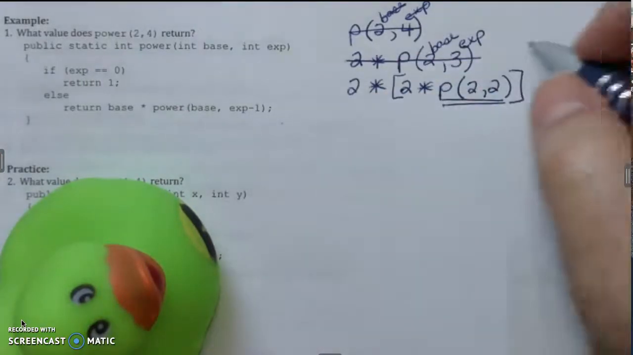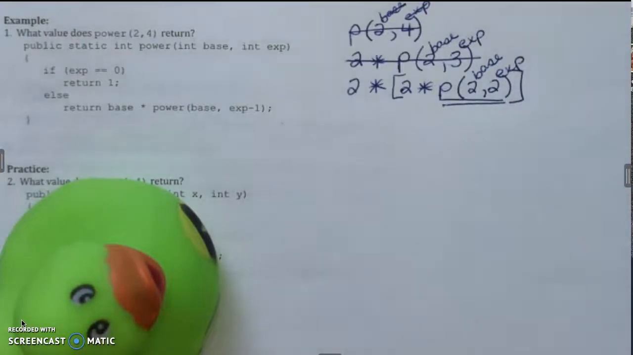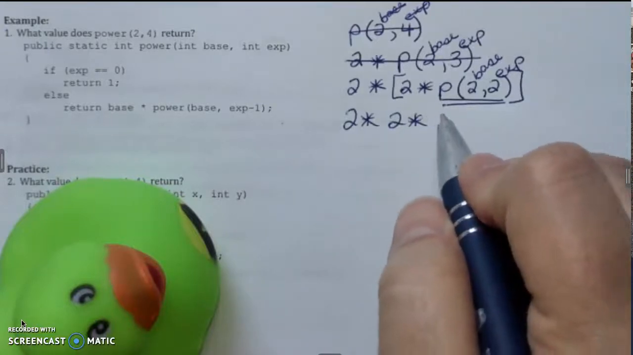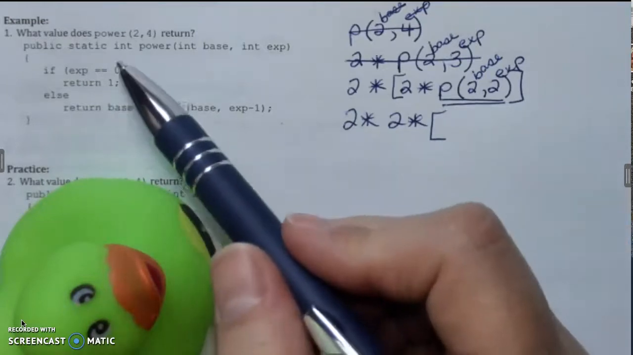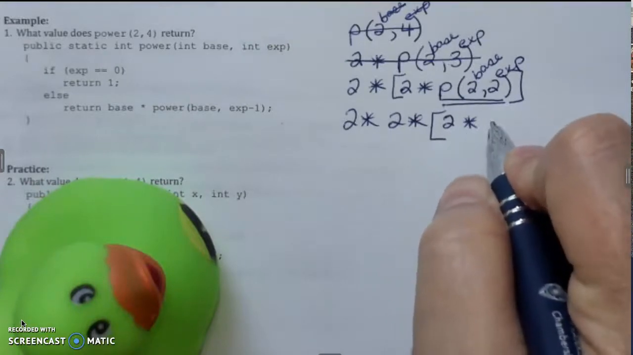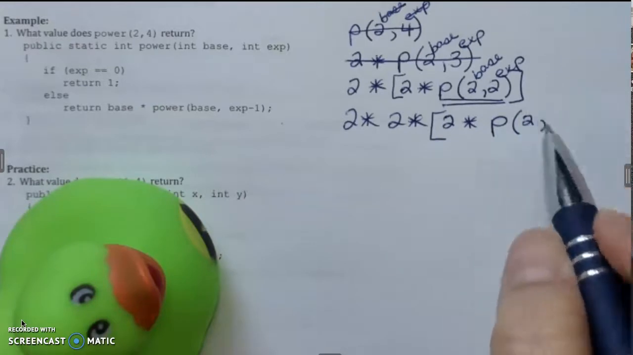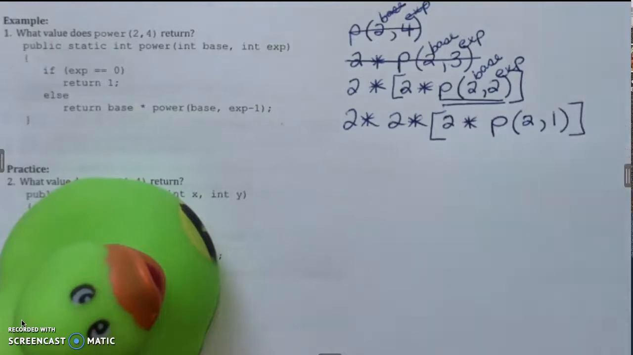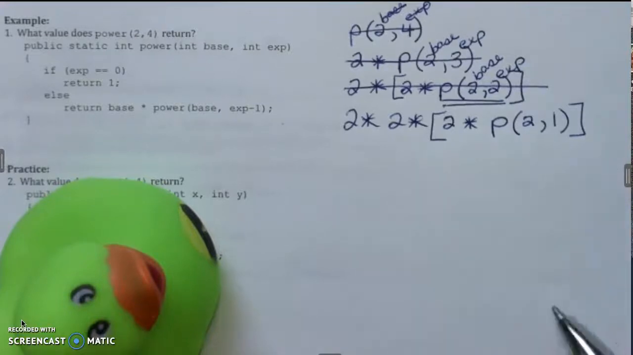I'm going to come back into this method where the base is 2 and exp is 2. I'm still going to have to do this 2 times 2 times. That's sitting there waiting. Now I need to figure out what calling this method with 2 and 2 does. exp is not 0. I'm doing the else case. So I'm going to do 2 times p of the base, which is still 2, and exp minus 1. exp is 2, so exp minus 1 is 1. I've handled all this. I've rewritten it now with the next recursive call.